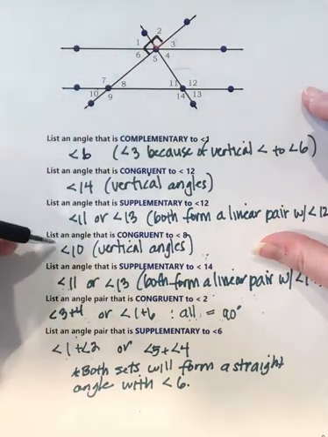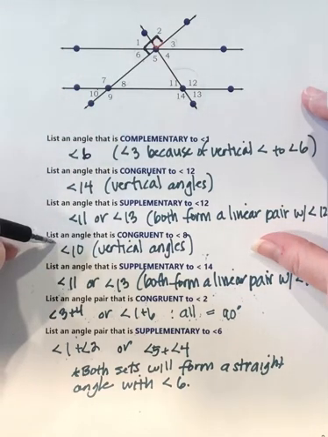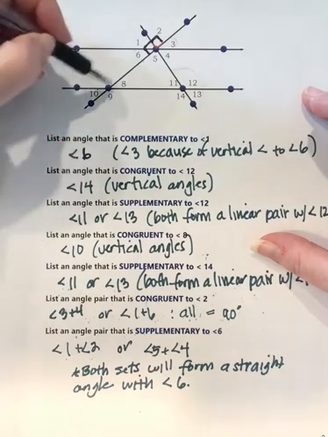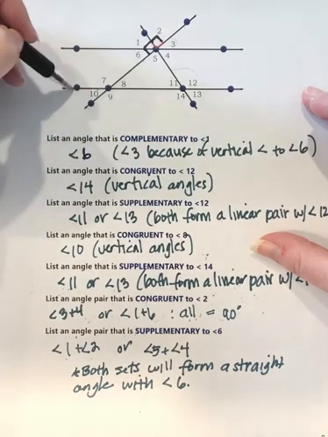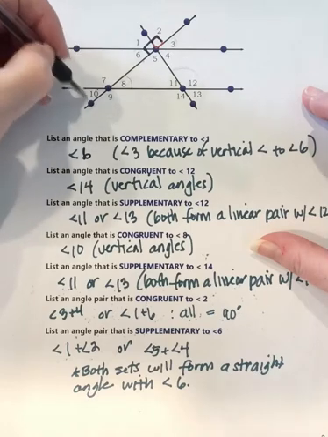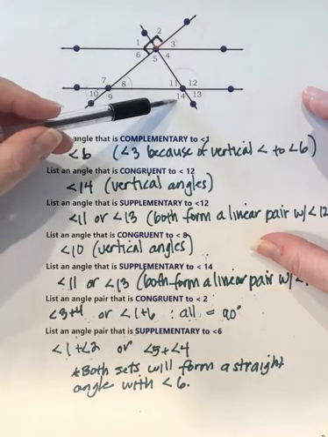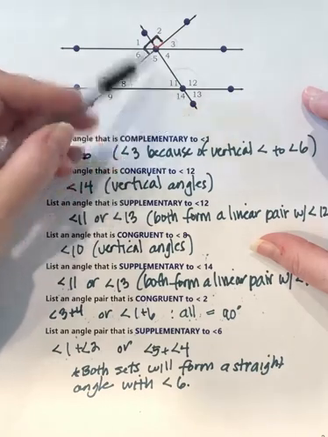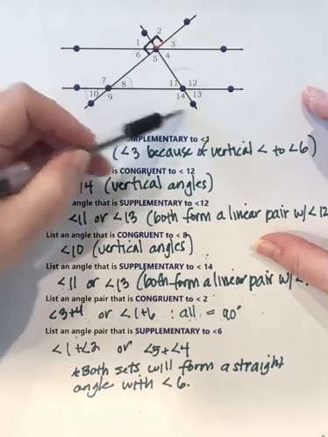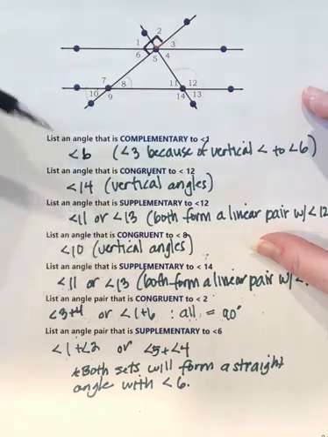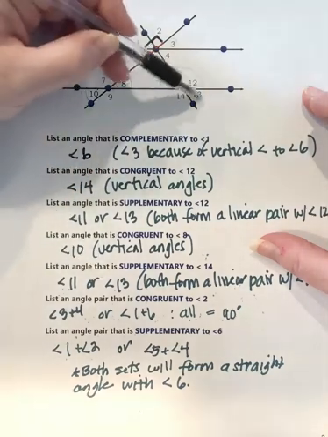An angle that is congruent to angle 8 would be angle 10, again, because those are vertical angles. Here's my intersecting lines, and here are the angles that are there in the vertex. An angle supplementary to 14, much the same thing. If here's angle 14, angle 11 would be a supplement because there's a linear pair. Angle 13 would also be a supplement because there's another linear pair.